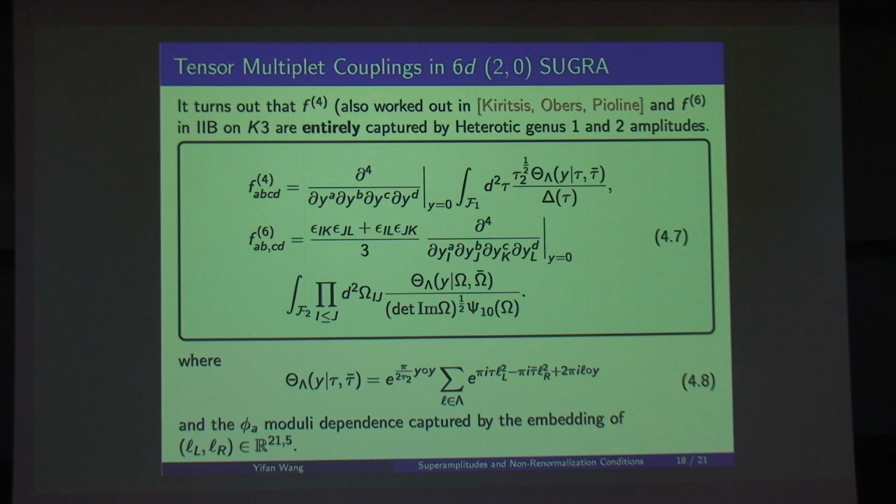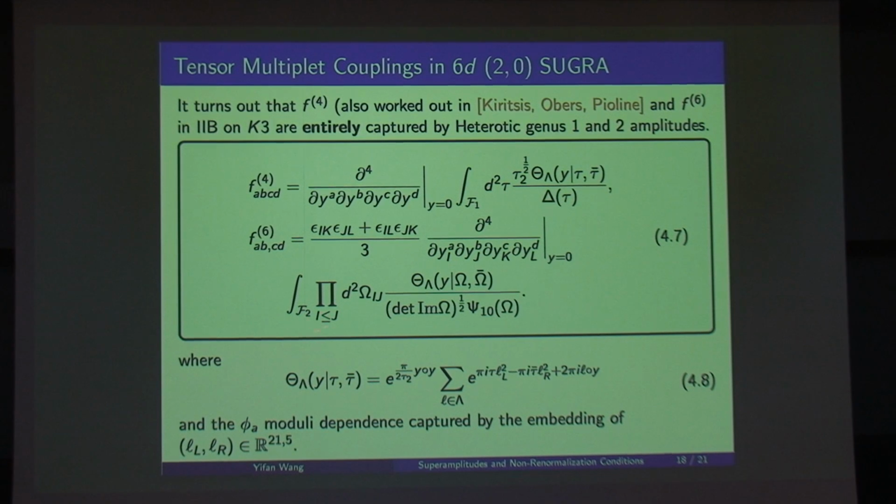And it simplifies so dramatically that the whole tower of heterotic string amplitudes collapses into one-loop and two-loop contributions. So the statement is that the F^4 and D^2 F^4 couplings for type IIB on K3 are entirely captured by genus 1 and genus 2 amplitudes in the heterotic string on T5. And this is a genus 1 amplitude, and this is a genus 2 amplitude. So F1 is a fundamental domain. It's the usual fundamental domain that parameterizes the moduli of the torus.